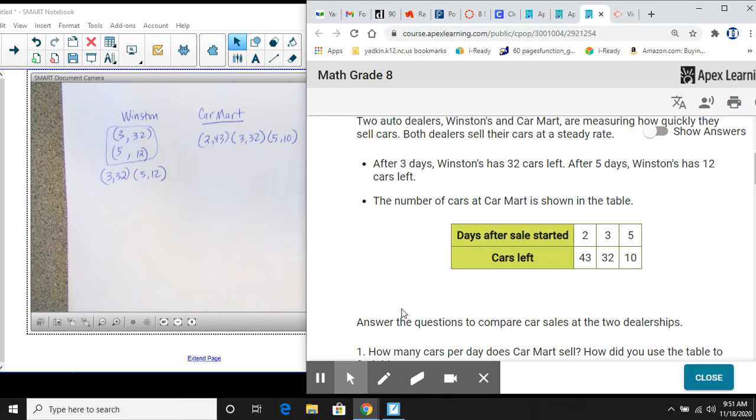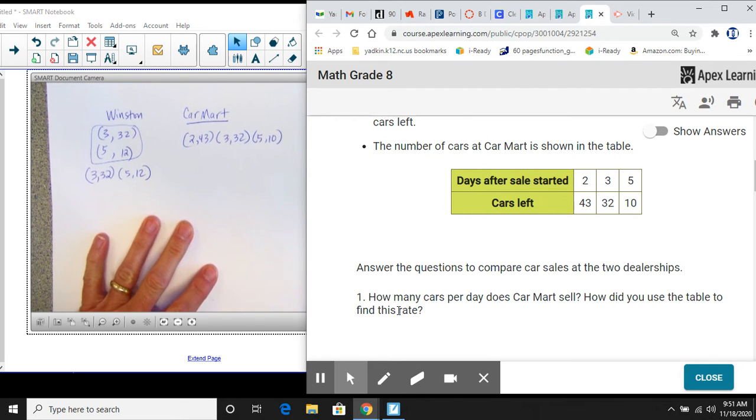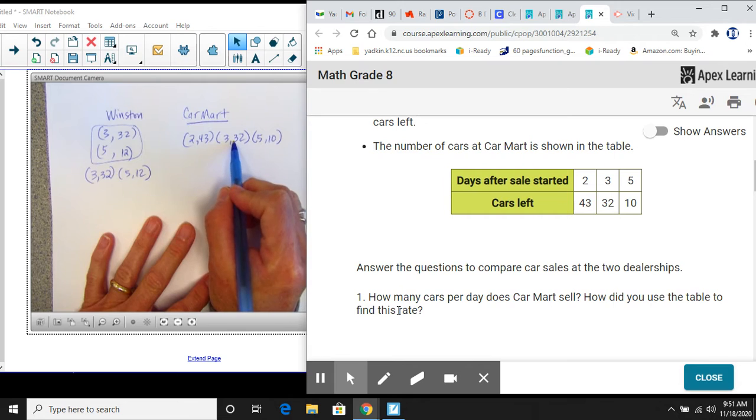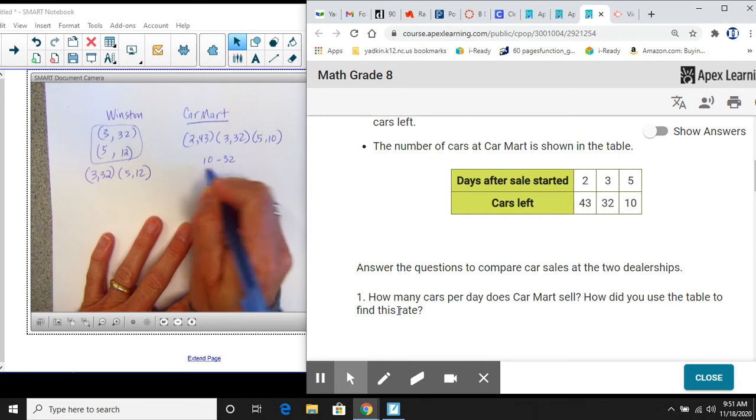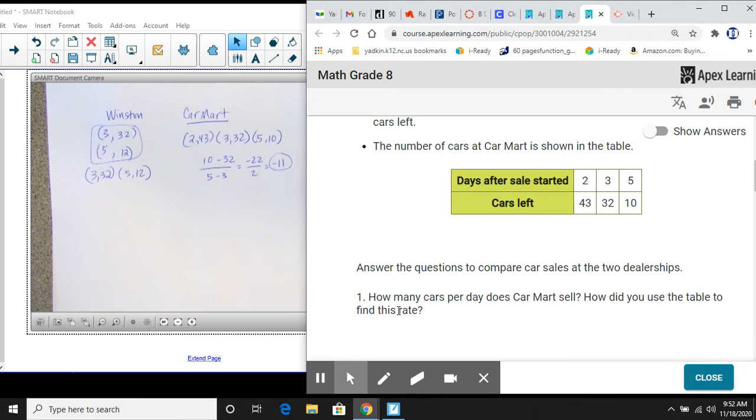It says, how many cars per day does Car-Mart sell? How did you use the table to find this rate? So they're asking us about Car-Mart, and we need to just find the rate by using the slope formula. When it says find the rate, it's just meaning find the slope. So I'm going to use these last 2 points right here. 10 minus 32 over 5 minus 3 gives you a negative 22 over 2, which is a negative 11. So it's a negative because they're selling cars. They're getting rid of 11 cars per day. 11 cars per day are going away. That's why it's a negative.